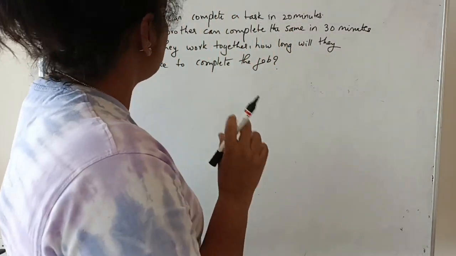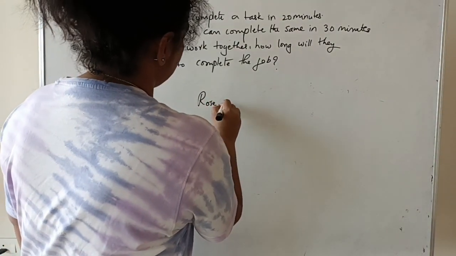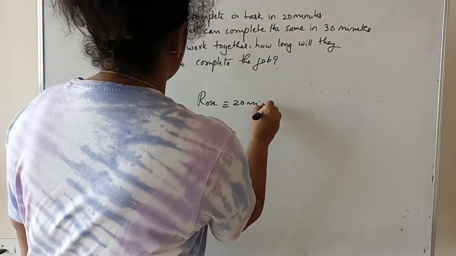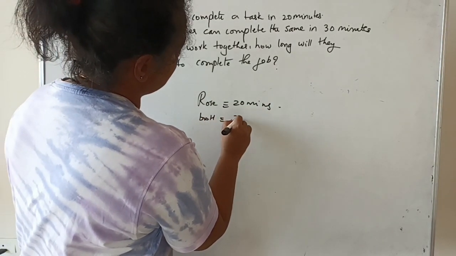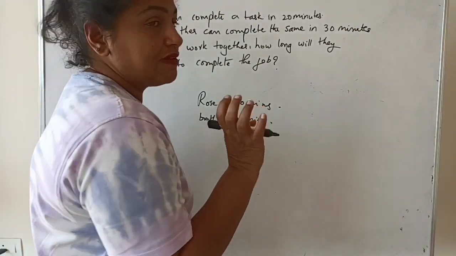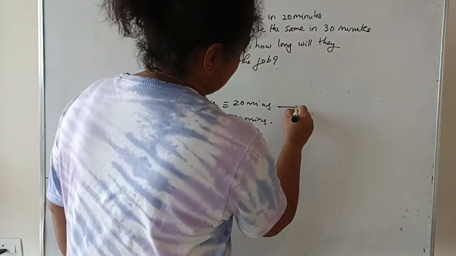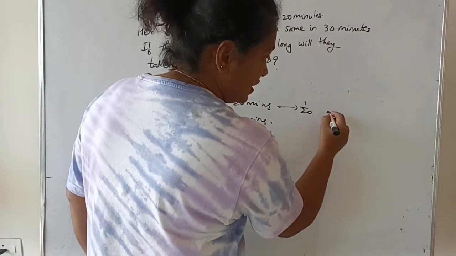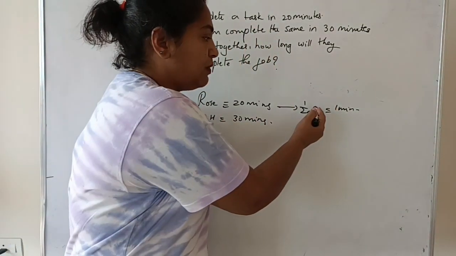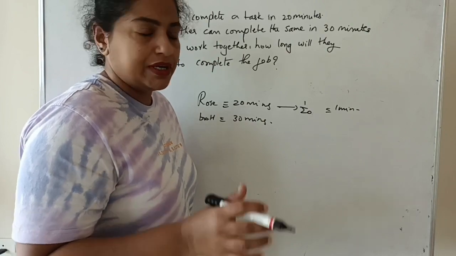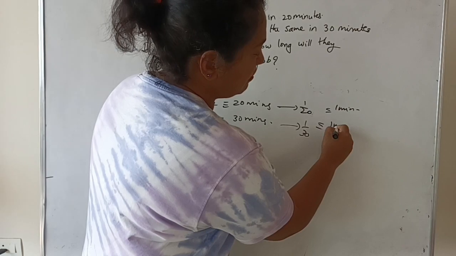Okay. Now, Rose can complete a task in 20 minutes. Her brother can complete the task in 30 minutes. So, there is a particular task that Rose can complete in 20 minutes, means she will complete 1/20th of the whole work in 1 minute. Correct? So, in 20 minutes, when you multiply with 20, the whole task is completed. Similarly, her brother will complete 1/30th of the work in 1 minute.